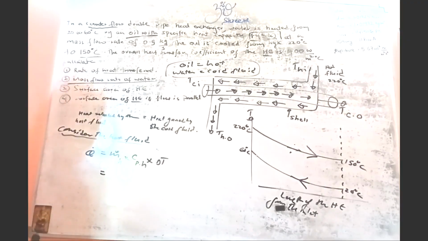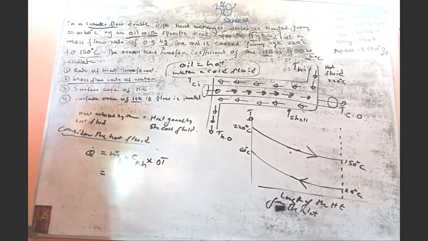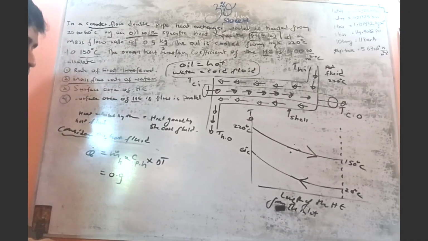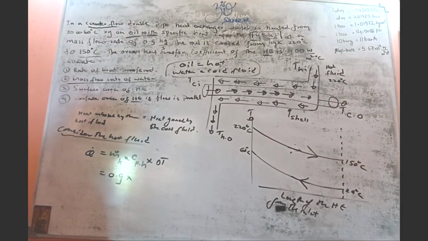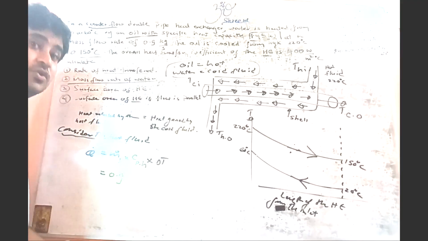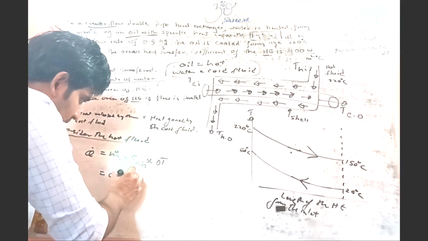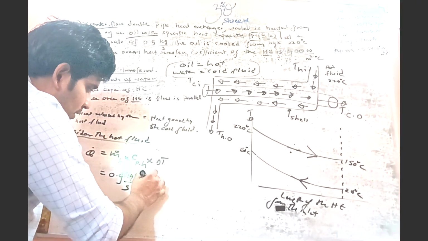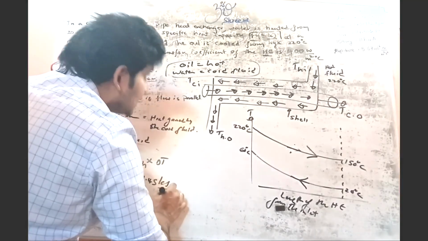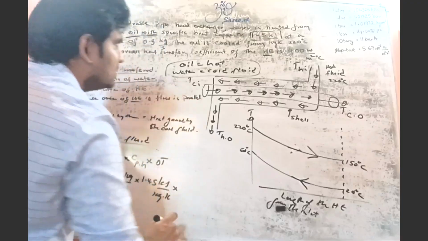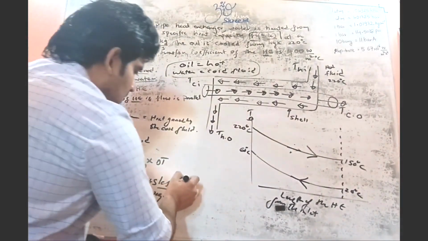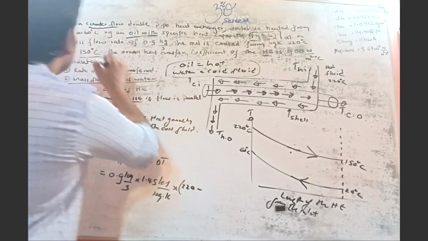So what is the mass flow rate of the hot fluid? It mentions a mass flow rate of 0.9 kilograms per second. 0.9 is the mass flow rate of the hot fluid. What is the specific heat capacity of the hot fluid? 1.45. I'd better write it with the units, that is very important. This is kilograms per second. 1.45 kilojoules per kilogram per Kelvin. Temperature difference doesn't matter whether it is a Kelvin difference or Celsius difference. 220 minus 150.